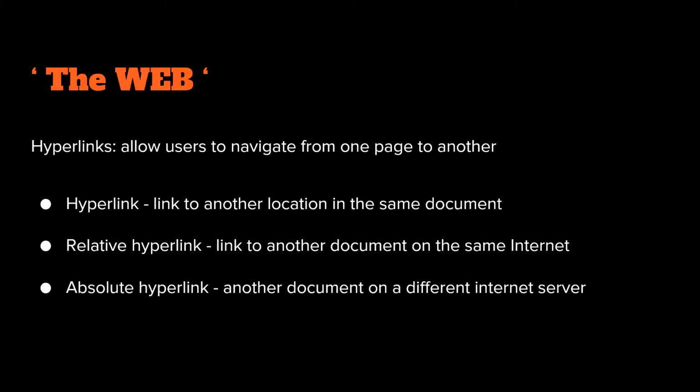Hyperlinks allow users to navigate from one page to another, and there are two main types of hyperlinks, relative and absolute. A relative hyperlink links to another document on the same internet server, and an absolute hyperlink links to another document on a different internet server.